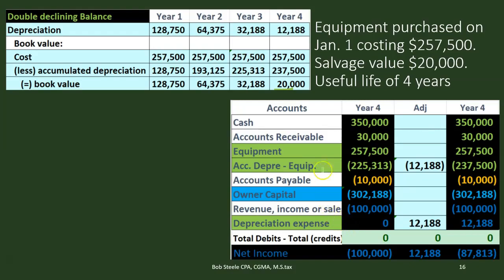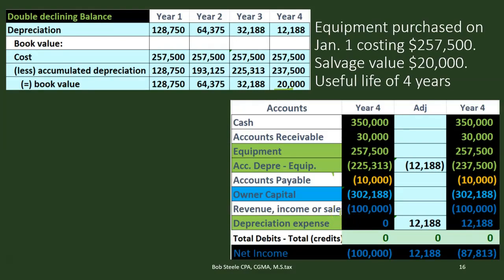Why is this 0 when this has a credit of 225,313? Because this is a permanent account and this is a temporary account. The income statement account closed out to the capital section, to the equity section, and therefore it's 0. We earned another 100,000 in year 4.